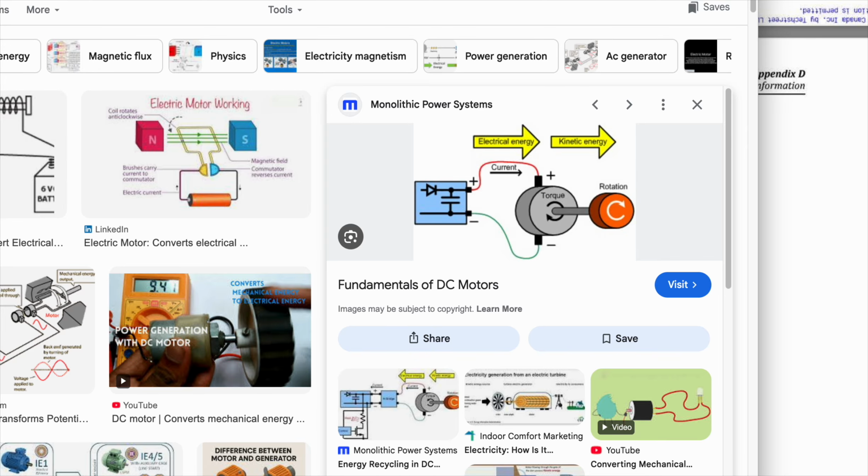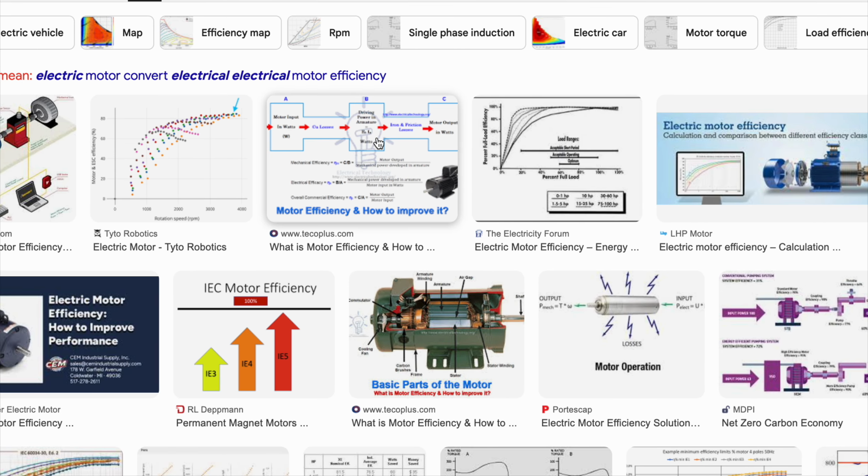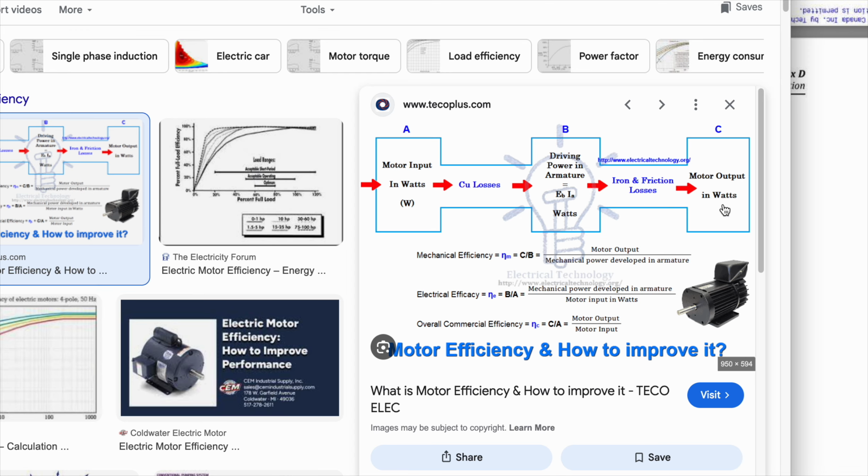Efficiency of the electrical motors. Motor output in watts, motor input in watts. We have copper losses, some losses in the coppers, and iron and friction losses. We have some losses in the material of the core in the stator or rotor of the motor, and so we have some losses.